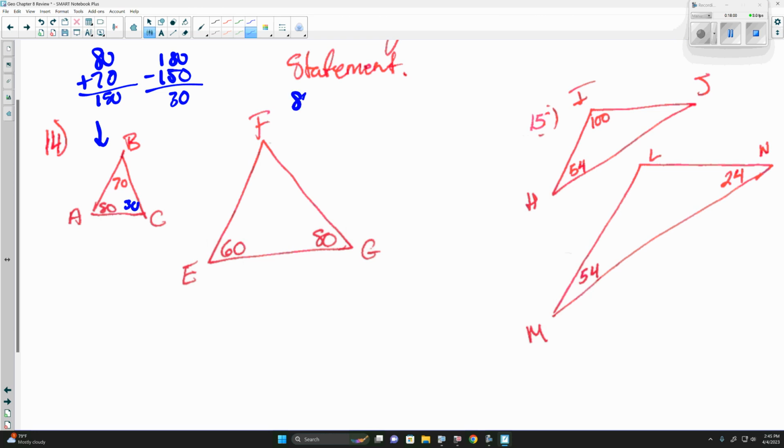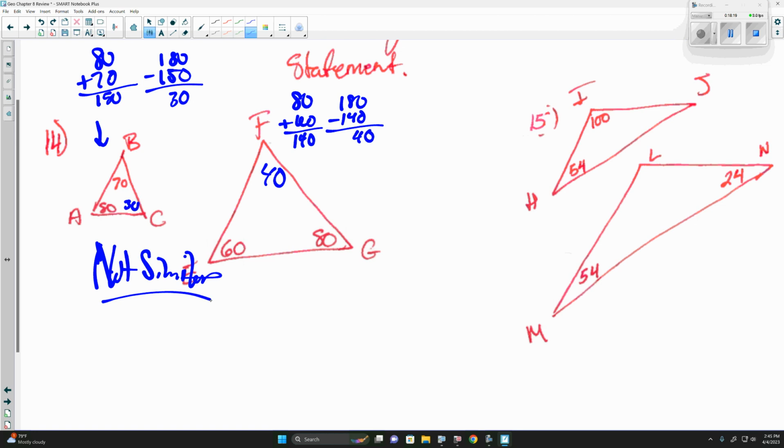No, because if we do this here, 80 plus 60 is? And 140 subtracted from 180 is? So these are not similar. Because for angle, angle, we need at least 2. Because the sum of any 3 angles in a triangle is 180. So I can add the 2 known angles together and subtract from 180 to find the missing angle.